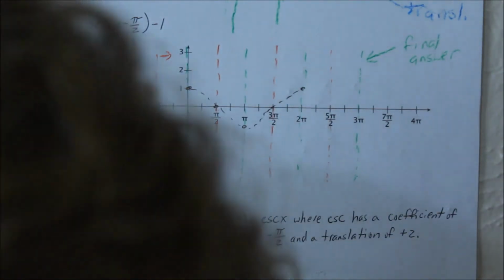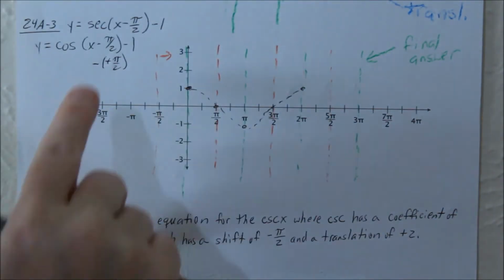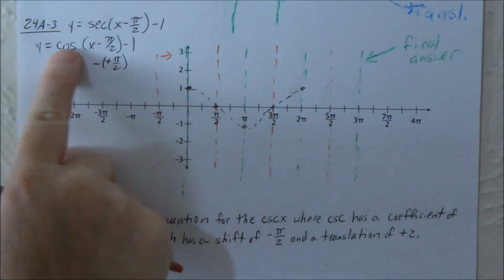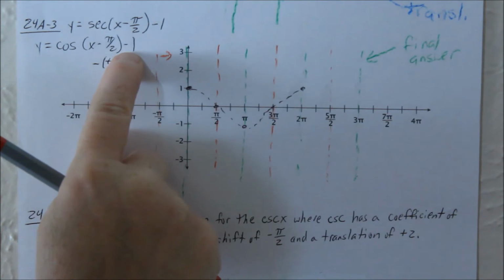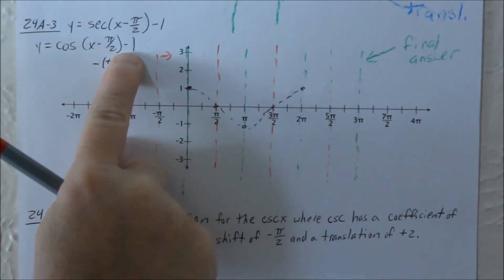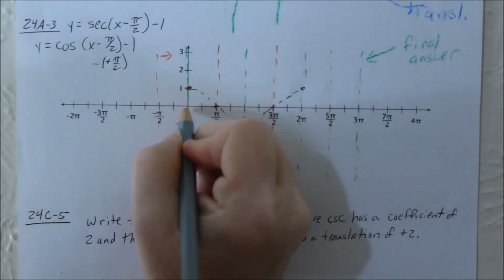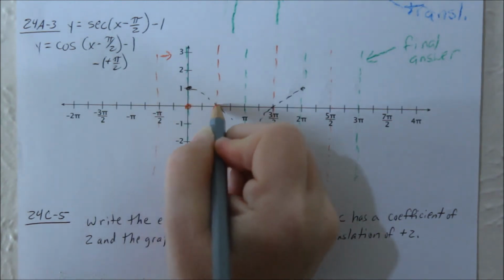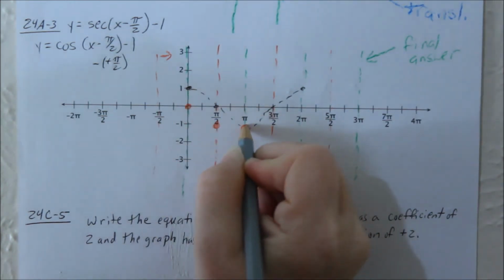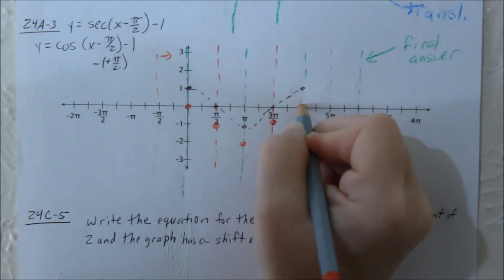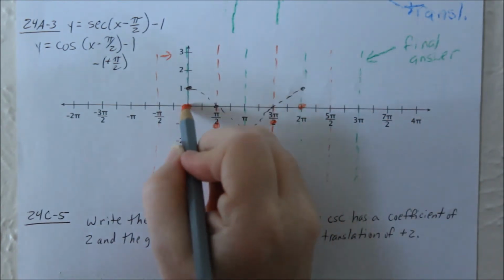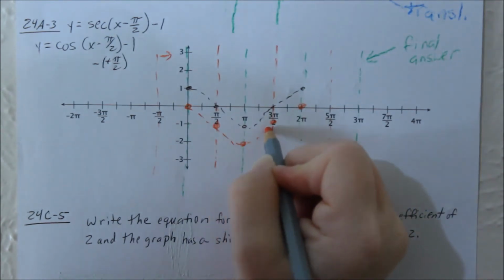Okay, so let's make changes to the cosine graph. There's no amplitude or period change, so the next thing we do is translation. We're going to translate down 1, so take every point and move it down 1. Take this point, move it down 1. This one, move it down 1. This one, move it down 1. This one, move it down 1. So this red is my translation change.